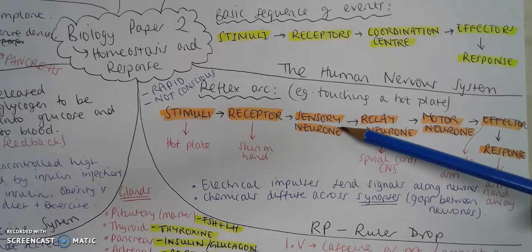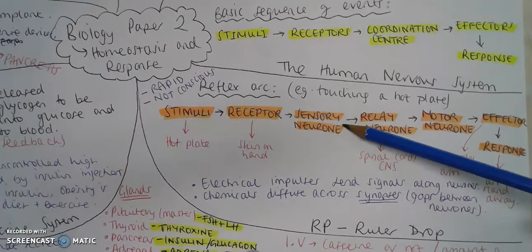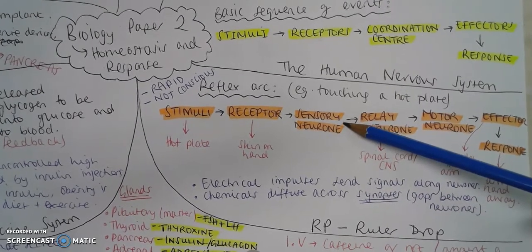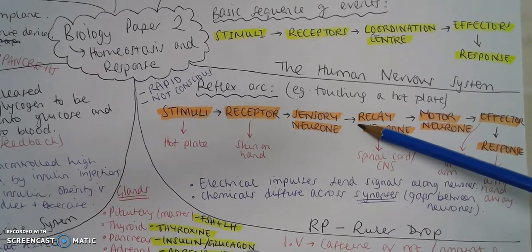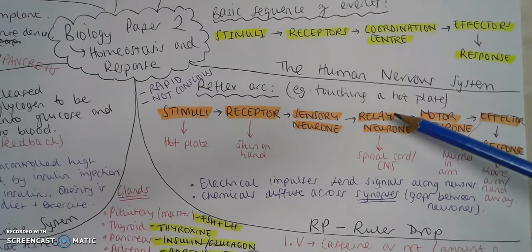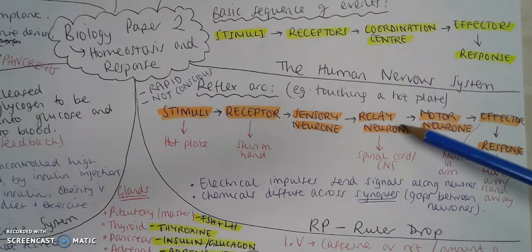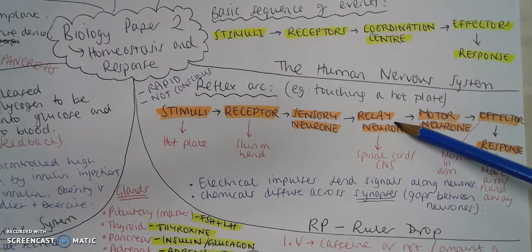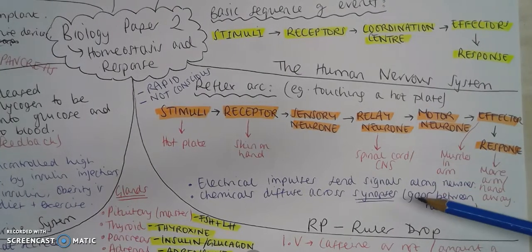So say the sensory neuron, chemical will be released from the end of the sensory neuron. It will diffuse across that gap, that synapse, and then that will trigger an electrical signal or electrical impulse in the next neuron in the chain, so in this case the relay neuron. Okay, so that's really important though. Electrical impulses along neurons, chemicals diffuse across synapses, which are the gaps.